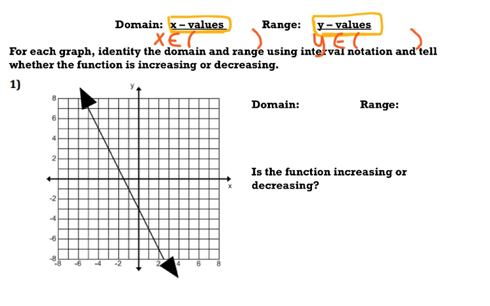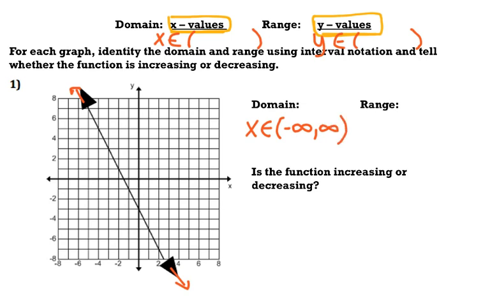So our domain, if we look at our graph on number 1, notice that it's going on forever this way. It's going to continue going to the left. It's going to continue going to the right. So our domain, or x values, is an element from negative infinity to positive infinity.